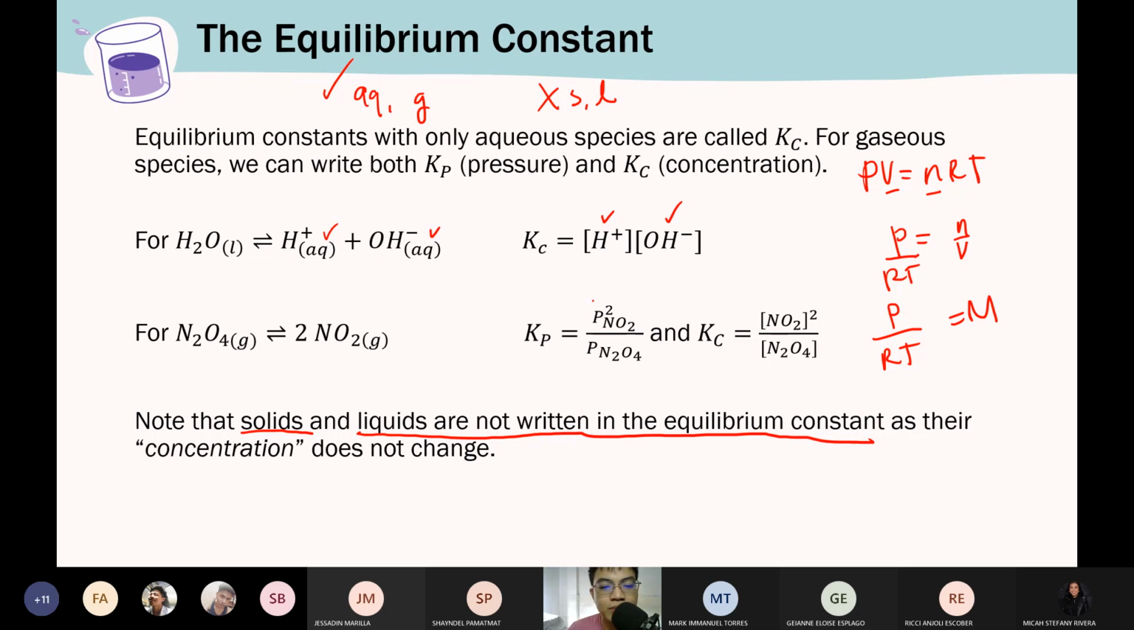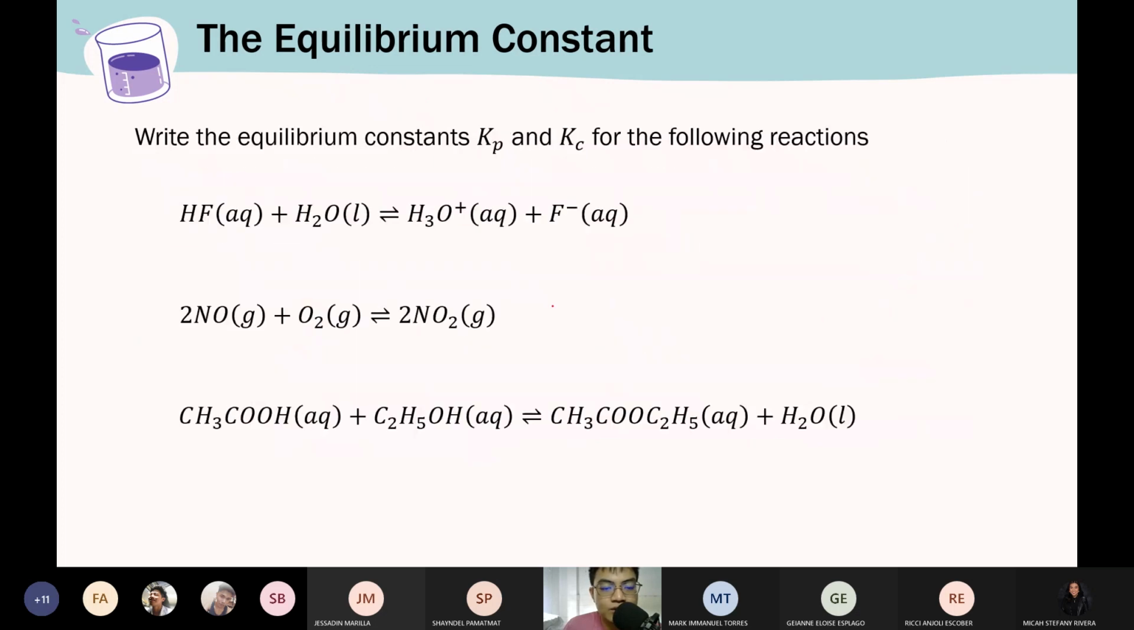So, you write P on the top. Okay. And then your chemical species. And then do not forget that if you have a coefficient, like in this case, it will become the exponent. Okay? Ayun, naging exponent na siya. Let's try to answer some problems. Okay? So I want you to tell me how should I write the equilibrium constants for the following reactions.